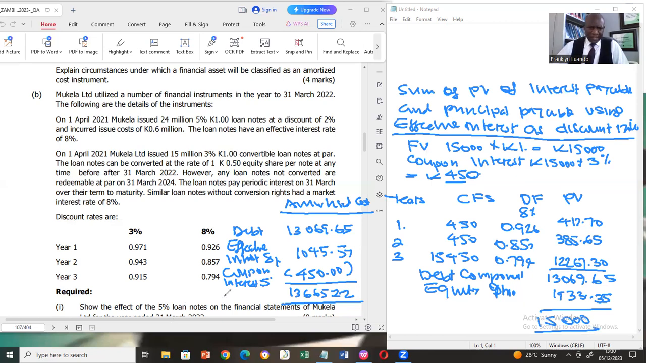So now this will be the non-current liability. In the statement of financial position, the non-current liability will be this. In the statement of profit and loss, the finance cost will be that. So those are the figures that will go to the financial statements. In the statement of financial position, we have 13,665.22 kwacha, the non-current liability. In the statement of profit and loss, we have 1,045.57 as the finance cost. So that is how you deal with this question.